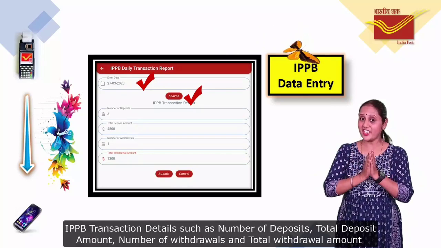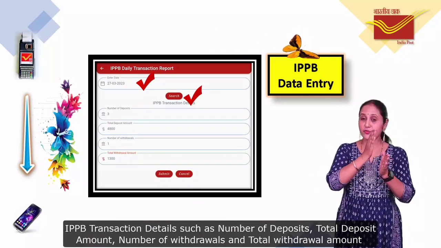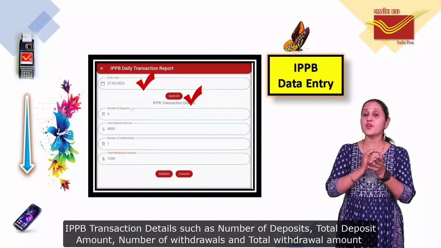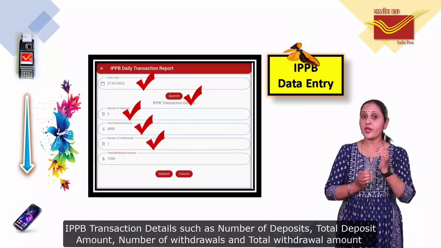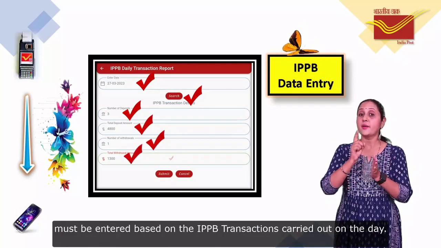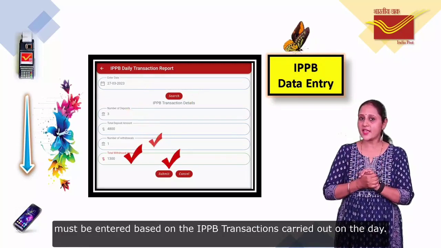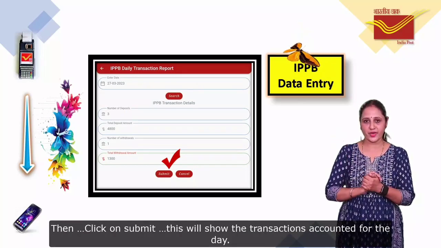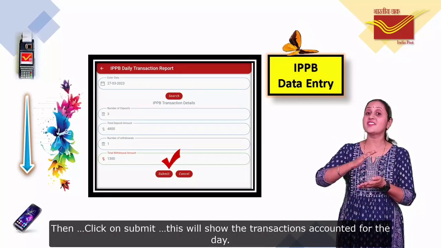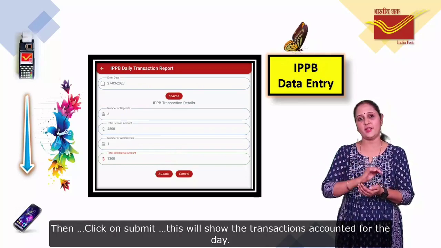IPP transaction details such as number of deposits, total deposit amount, number of withdrawals, and total withdrawal amount must be entered based on the IPP transactions carried out on the day. Then click on Submit. This will show the transactions accounted for the day.